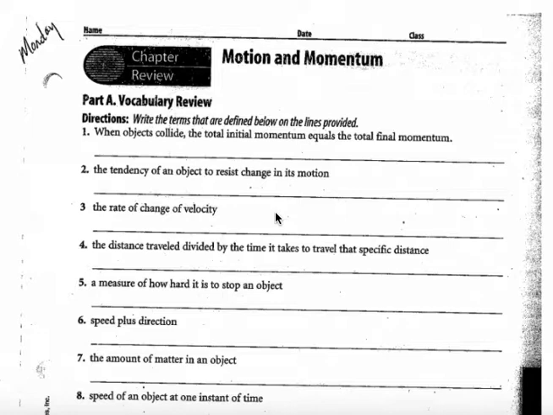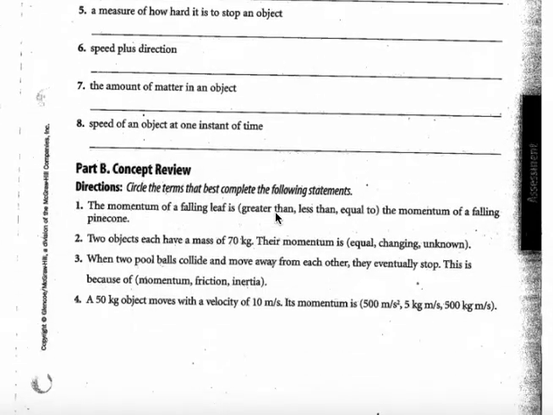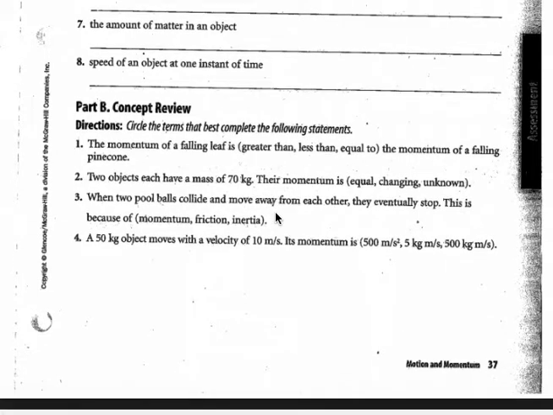8, speed of an object at one instant of time, that's instantaneous speed. Part B, our concept review, says circle the term that best completes the following statements. Number 1, the momentum of a falling leaf is greater than, less than, or equal to the momentum of a falling pine cone.